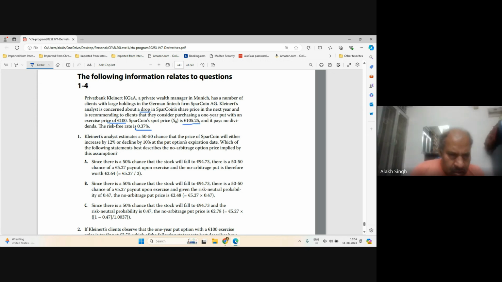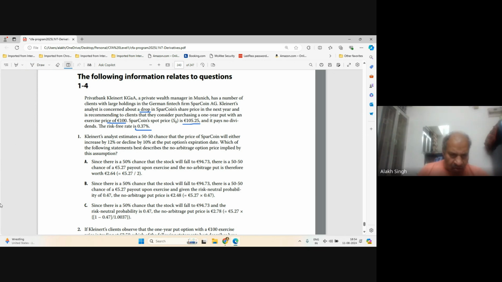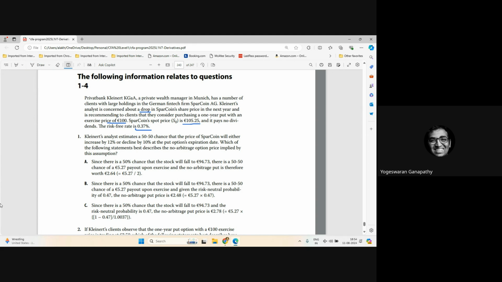You don't need to calculate anything. Option A: since there is a 50% chance that the stock will fall to 94.70, there is a 50-50 chance of a 5.27 payout upon exercise, and the no arbitrage put is therefore worth 2.64. Definitely wrong, because we don't use 50%. We cannot divide it by 2. We have to calculate the pi, the risk neutral probability. So A is definitely wrong.